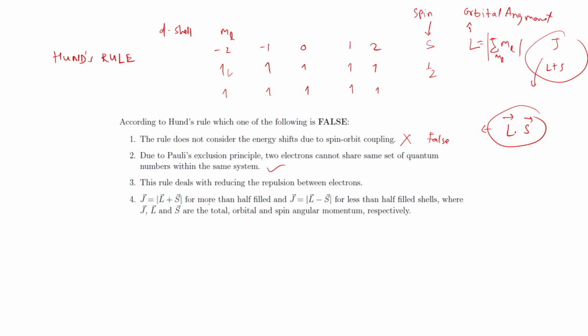J is L plus S for more than half filled and L minus S for less than half filled cells, where J, L and S are the totals. So this is true. This is just one of Hund's rules. So that is all about the assignment of this year.